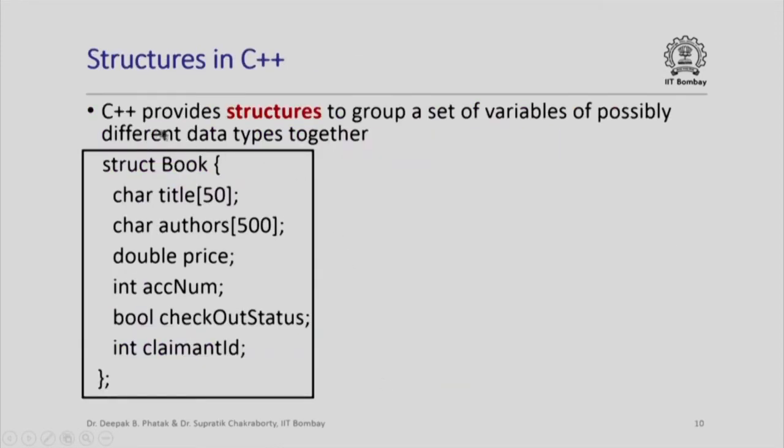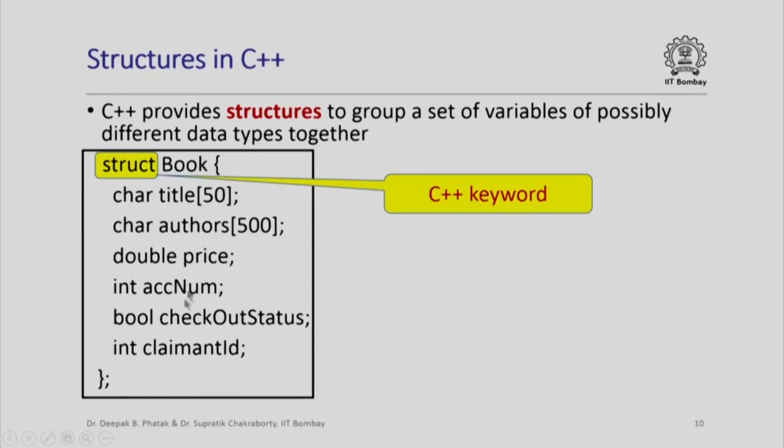C++ actually provides this construct called structures to group a set of variables of possibly different data types together. So for example, here I am grouping different variables which are storing different kinds of information about a book. I am grouping all of them together into one entity which I have now declared through the C++ keyword called struct. So this keyword says that now I am grouping together variables, arrays of possibly different data types because all of them contain information about a particular entity. So that is what the struct keyword says.